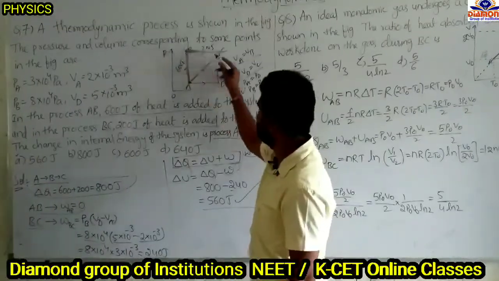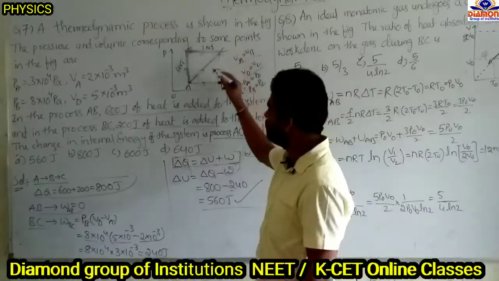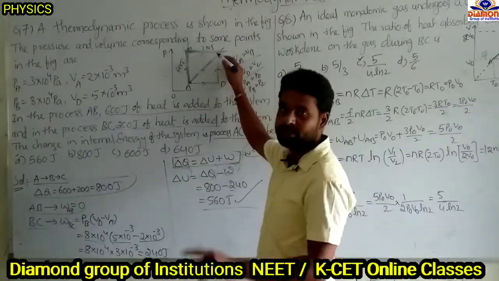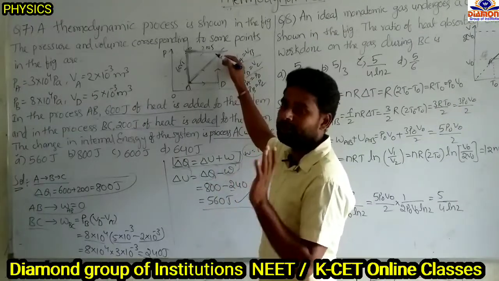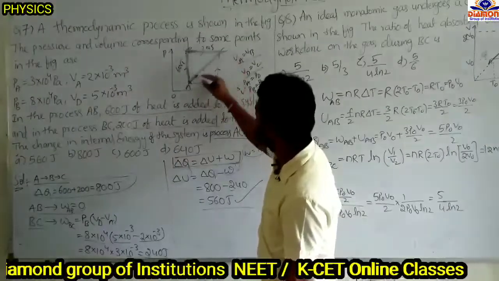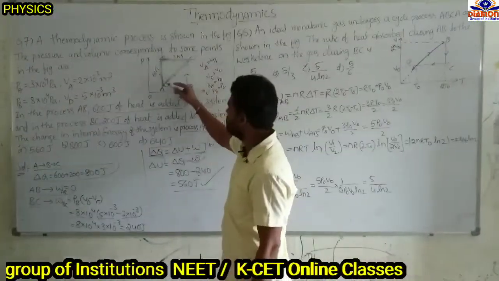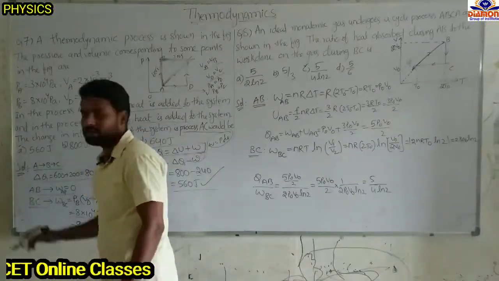So in this path the internal energy is 560 joule, and in this path also the internal energy is 560 joule only. Why? Because internal energy is path independent; it depends on the initial and final positions only. So they are asking for the internal energy in the AC process. In this process also the internal energy is the same, that is 560 joule. A is the right option.